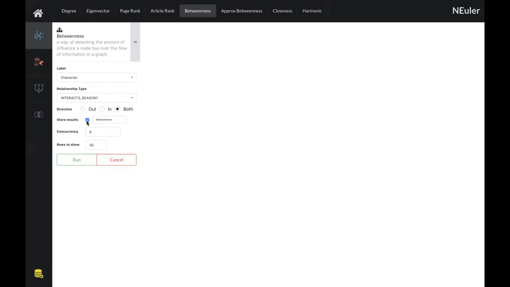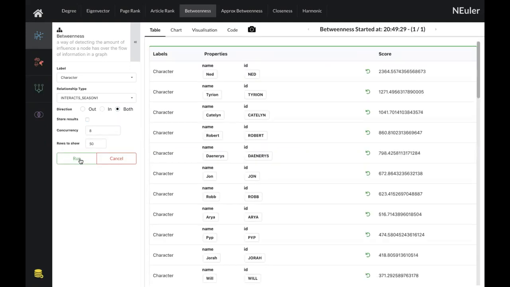So Neuler writes it back to the character node, creates a betweenness property and writes down the score of that character into the node, right? That's a possibility, but you don't have to do that. When you run this, you see on the right-hand side different ways of looking at that, right?